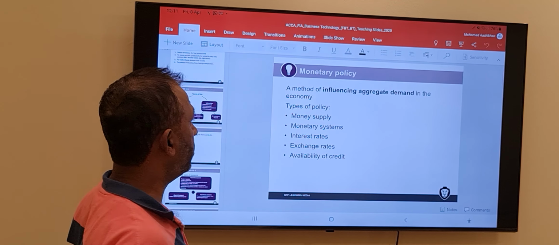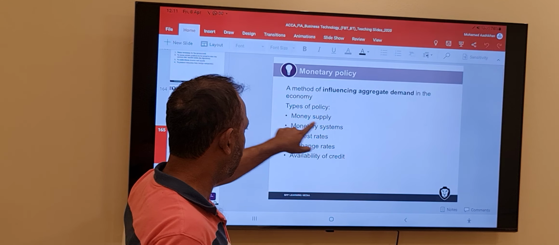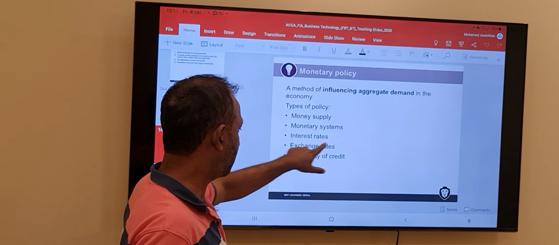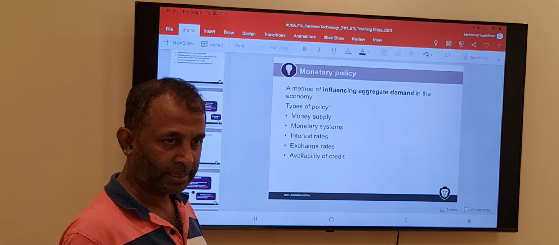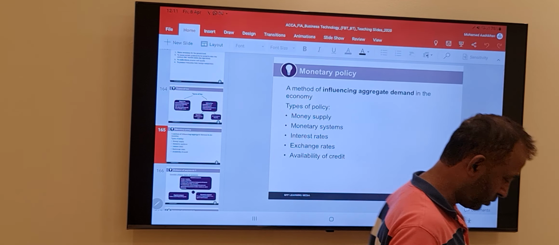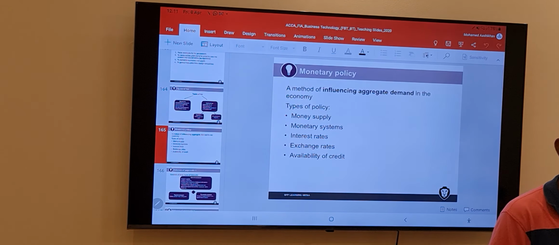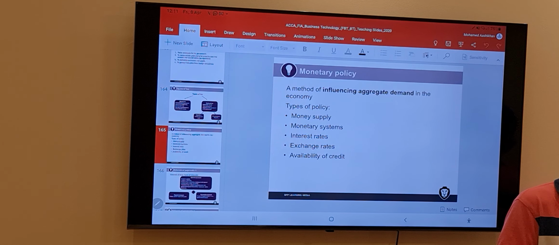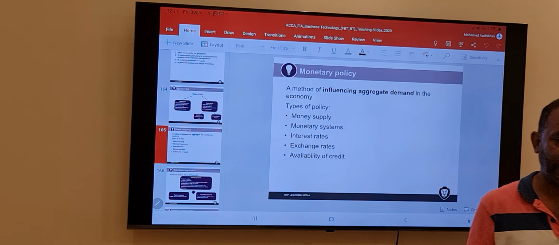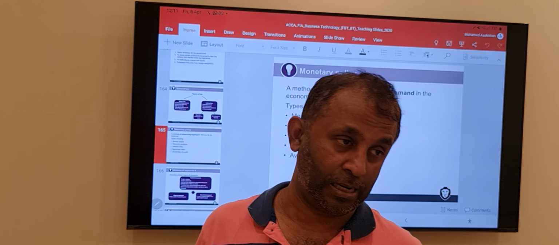Monetary policy is a method of influencing aggregate demand in the economy. The types of policies are money supply, monetary system, interest rate, exchange rates and availability of credit. In Sri Lanka, it is a good time, a good situation, to give an example about inflation. I saw one video and I am just going to give a summary of that video on how you can understand the huge increase in inflation in Sri Lanka.